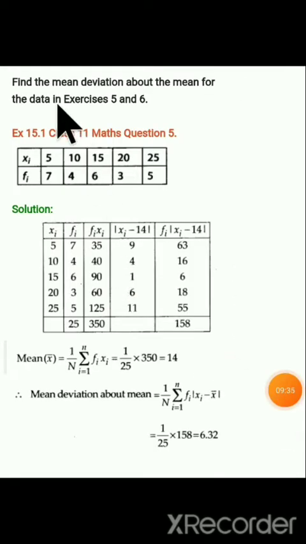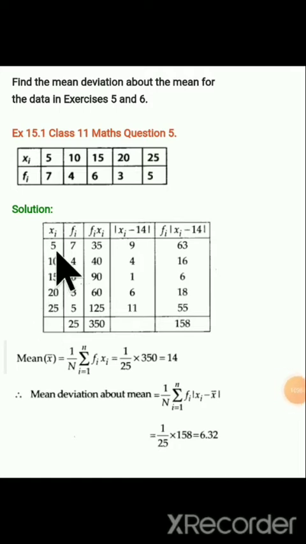And next question, find the mean deviation about the mean for the data for the following questions, that is 5th and 6th question. So consider here the 5th example, xi and fi are given, that is xi equal to 5, 10, 15, 20, 25 and frequencies are 7, 4, 6, 3, 5. So first put this in a table.